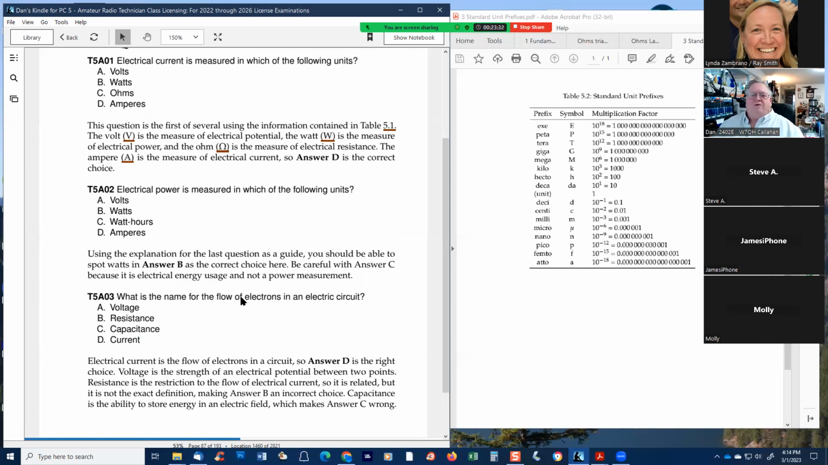The name for the flow of electrons is current, and you measure that by amperes. Watts here is the power one. Let me scroll down.